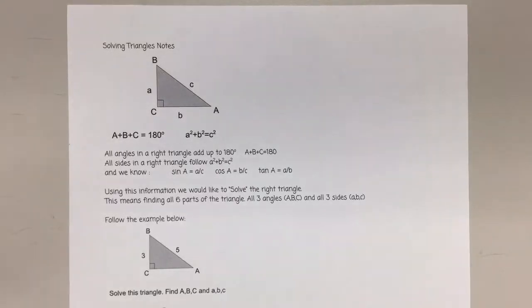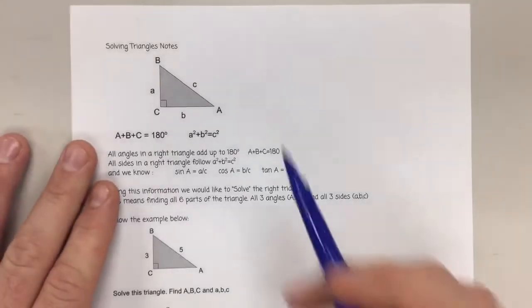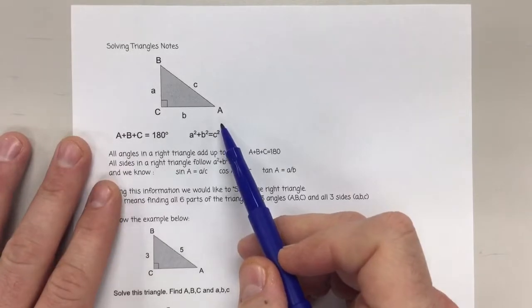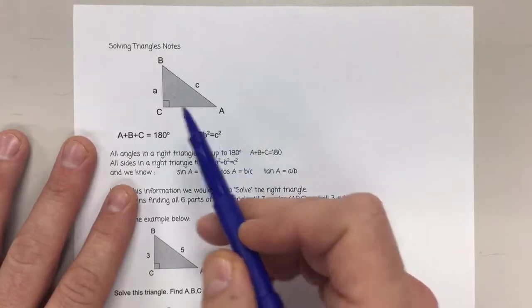All right, today is the last lesson in our trig unit. And today, what we're going to be doing is called solving a right triangle. Now, this is how triangles are labeled, okay, right triangles.